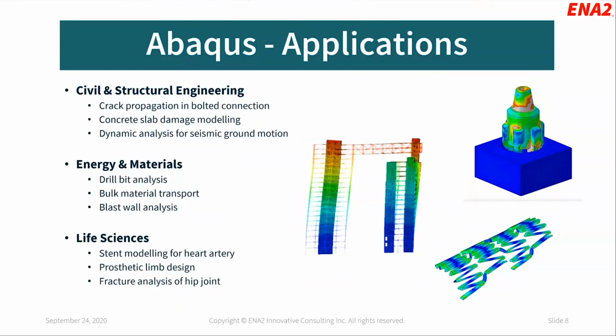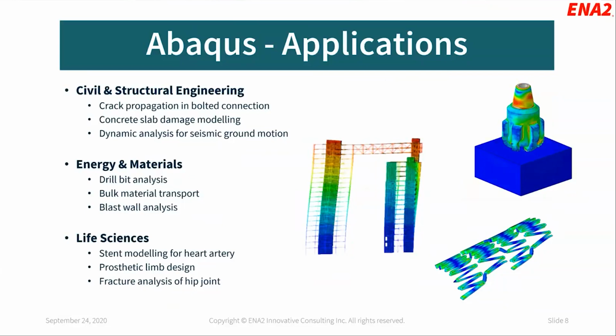Abaqus also has dedicated material models, for example, for defining concrete behavior. So we can, as an example, also simulate and predict failure in the floor slab of a high-rise building. Also, we can use dynamic explicit analysis to find the mode shapes of a building under seismic loads like you see in the picture on the left.